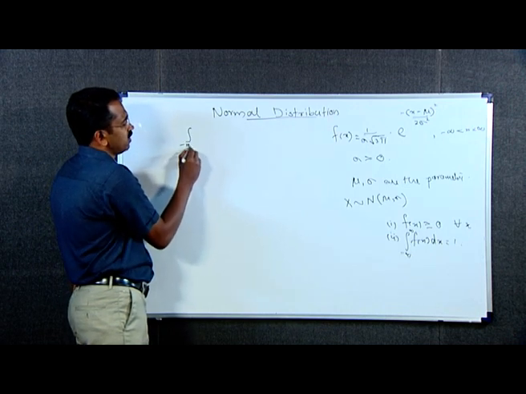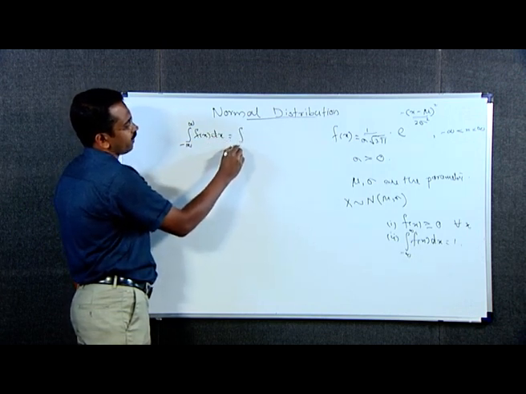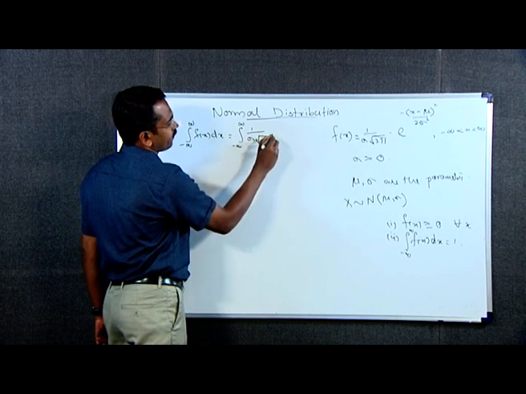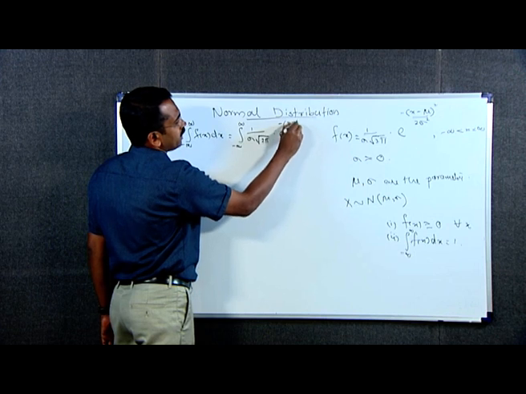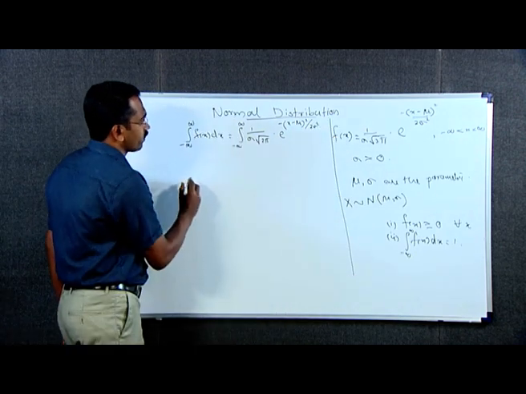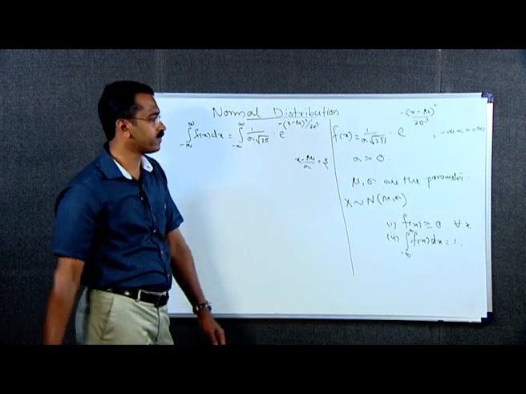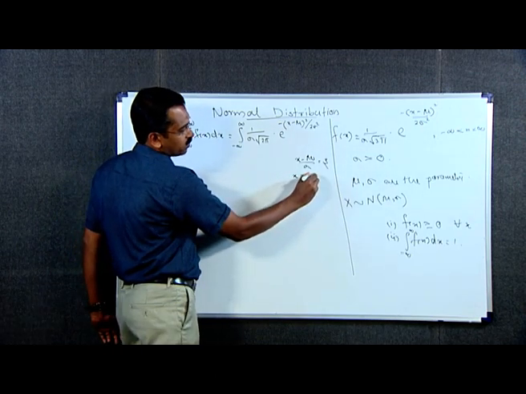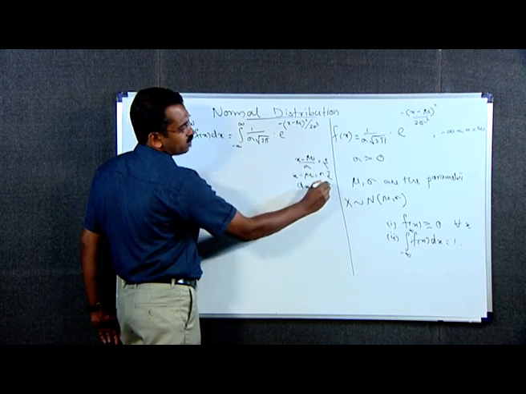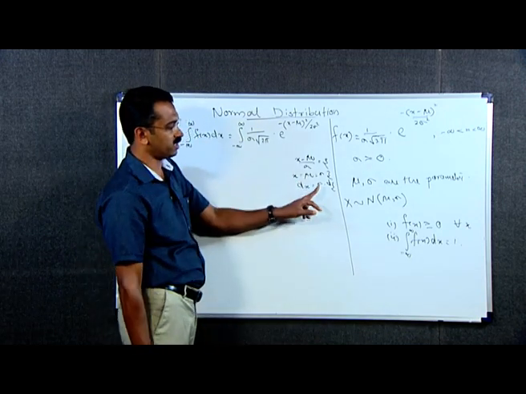Integral from minus infinity to infinity f(x) dx is equal to the integral from minus infinity to infinity of 1/(sigma root 2 pi) e raised to negative of (x minus mu) the whole square divided by 2 sigma square. We put (x minus mu) divided by sigma equal to some z, then x minus mu equals sigma into z, which gives dx equal to sigma into dz. Here mu and sigma are the parameters, both are constants. Therefore dx is equal to sigma into dz.